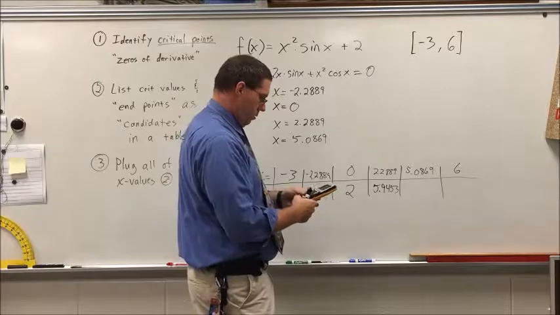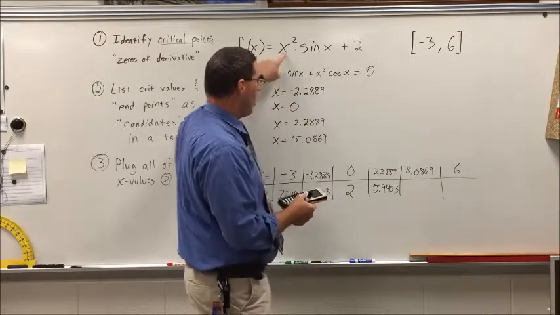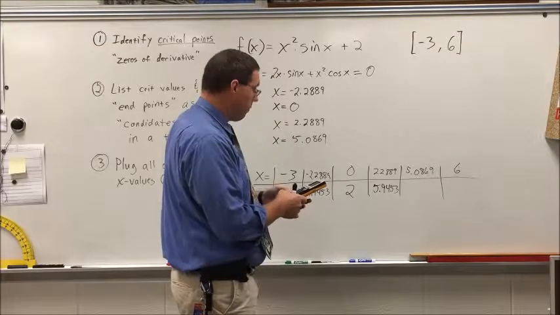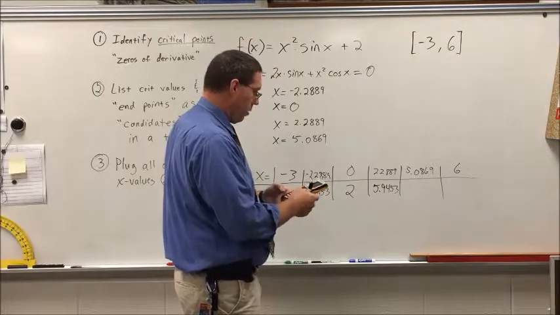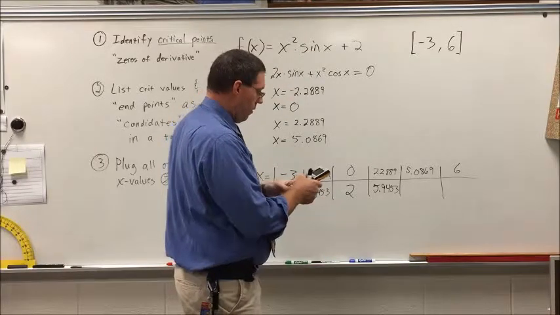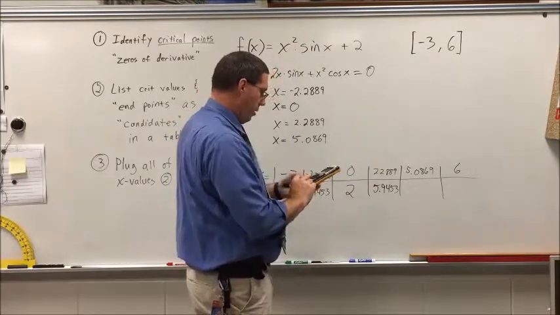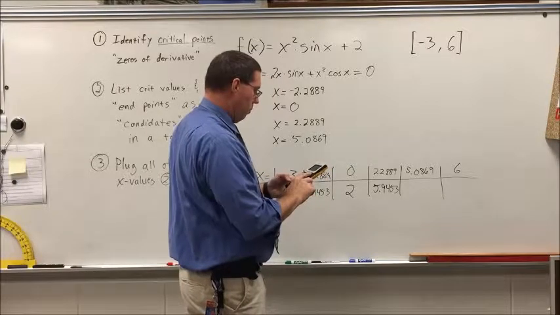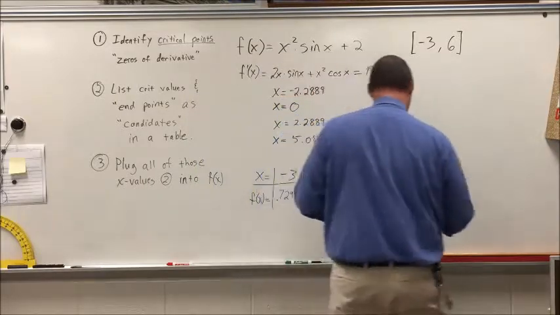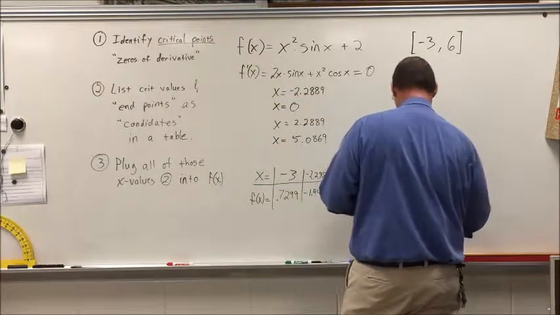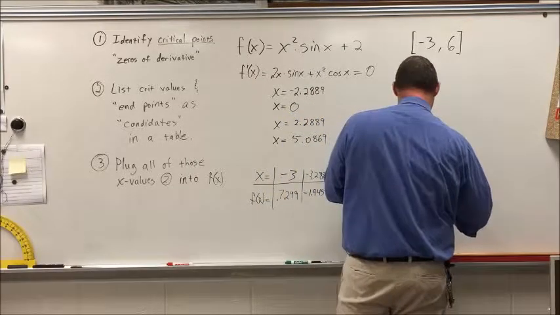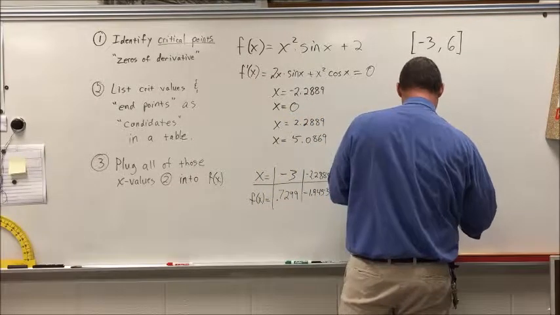Now I'm going to plug in 5.0869. So I'm going to put in 5.0869 squared times sine of 5.0869 plus 2. And I get -22.0829.